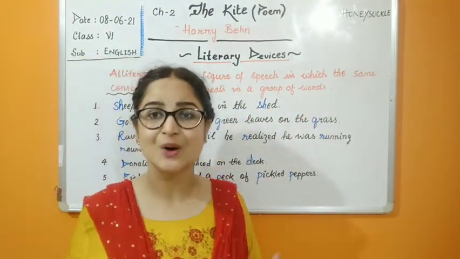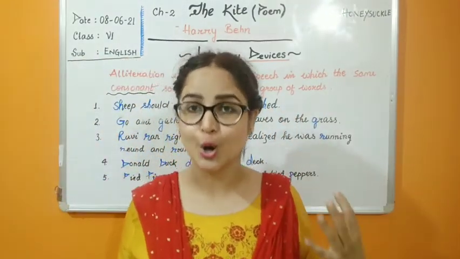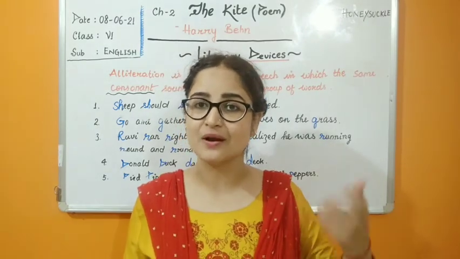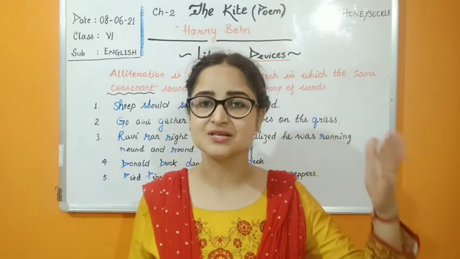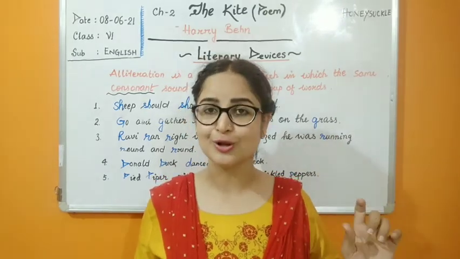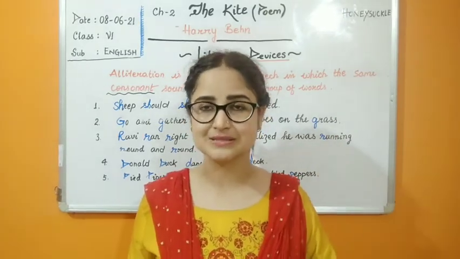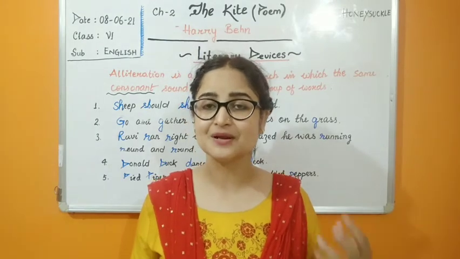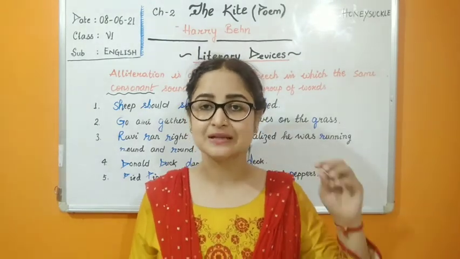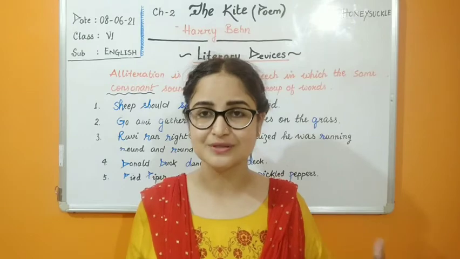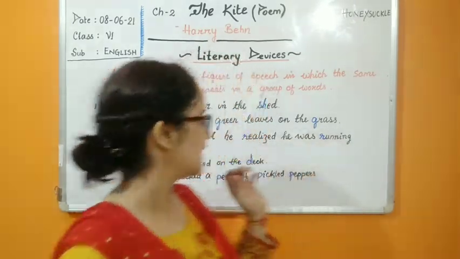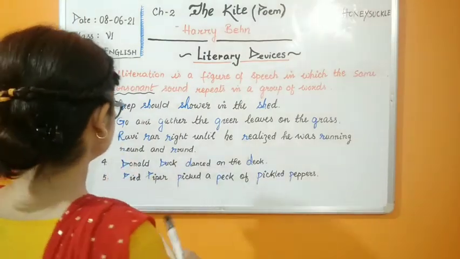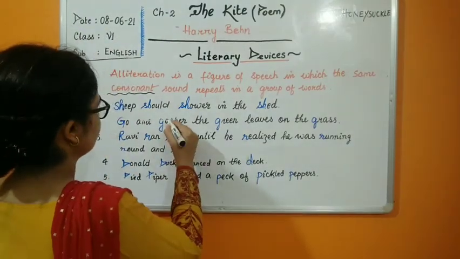Okay, so the sound "sh" is a consonant sound. It appears one after the other, or it can happen that they occur after a certain gap. So that also, if there are words with similar sounding consonants, then we can say that it's an example of alliteration. Again, let's see another example.